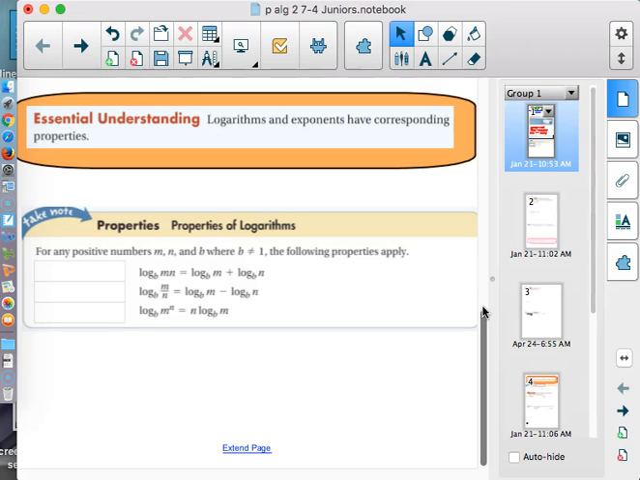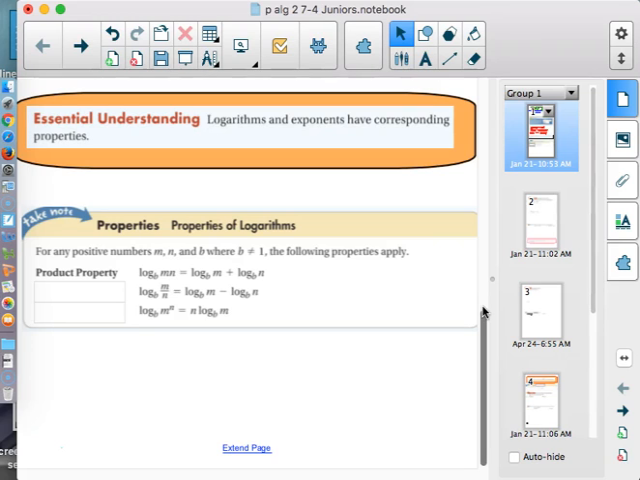These properties apply. Now look at this one. It says logarithm base b of m times n. So I started thinking, okay, multiplication in power language, we had to add. And that's what this says. It's the logarithm base b of m plus the logarithm base b of n. That's called the product property. So if we need to multiply in logarithm language, that means we're going to have to add, because that was exponential language. If we want to multiply, we have to add.